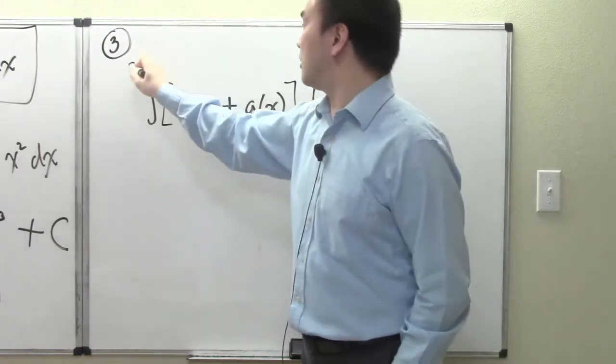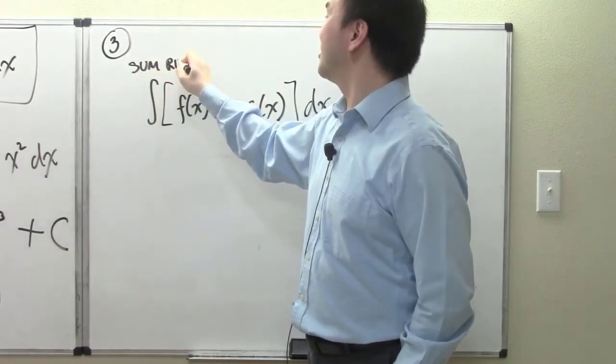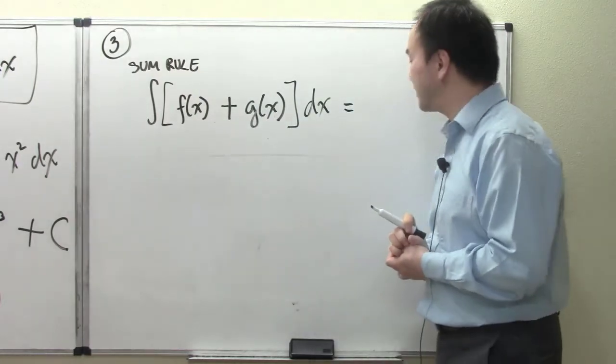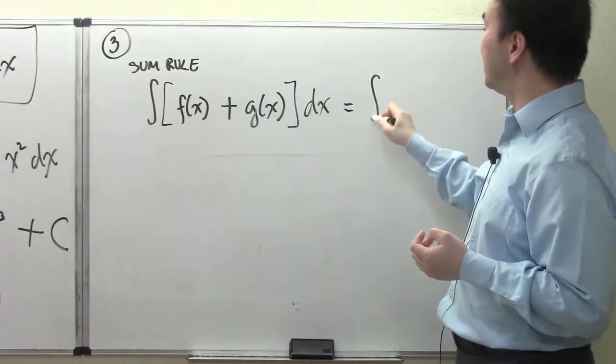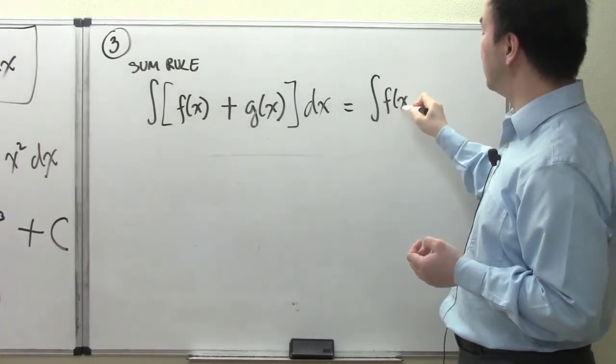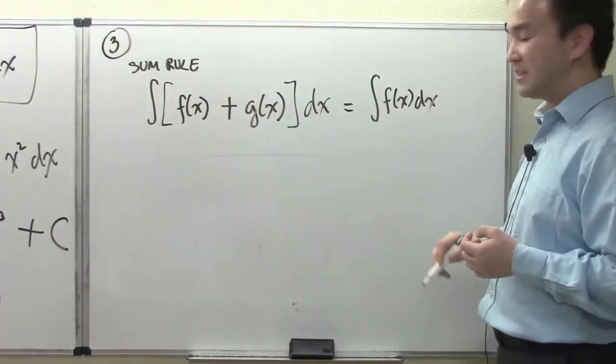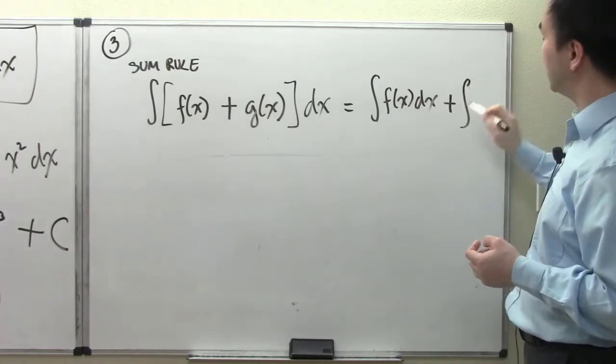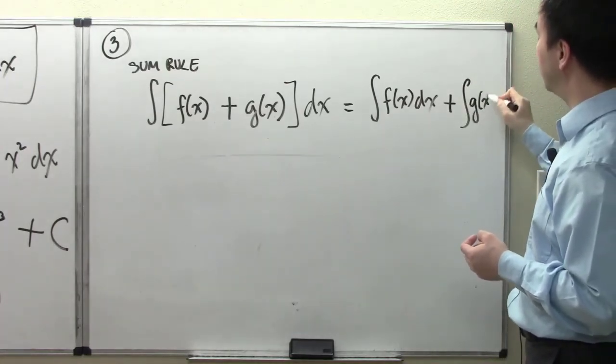This is called the sum rule, because obviously right in front of us there's a sum to take the antiderivative of. The sum rule says you can individually find the antiderivative of f of x, and whatever that is, you are allowed to add it to the antiderivative of g of x.